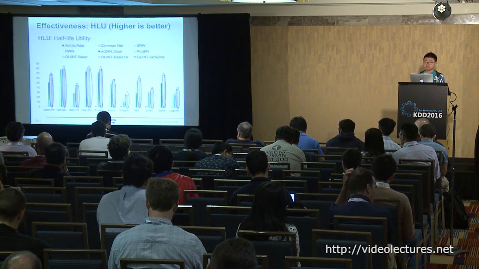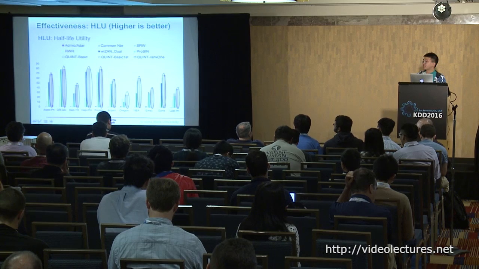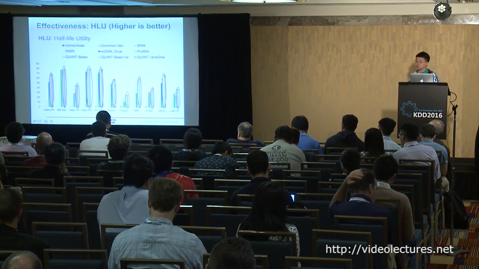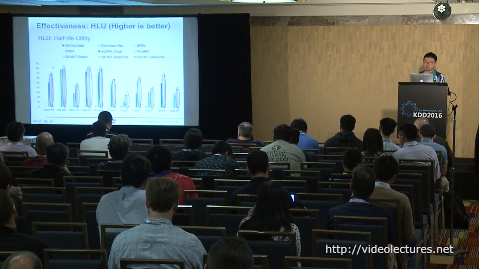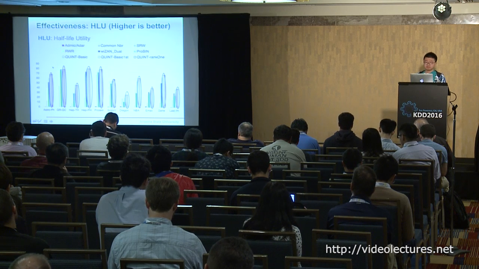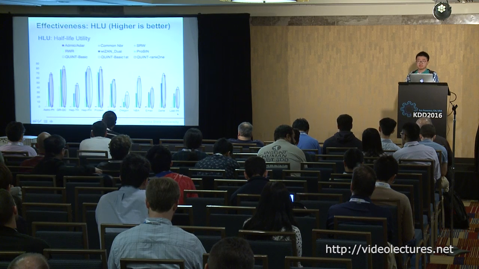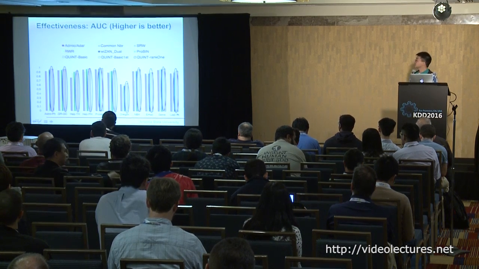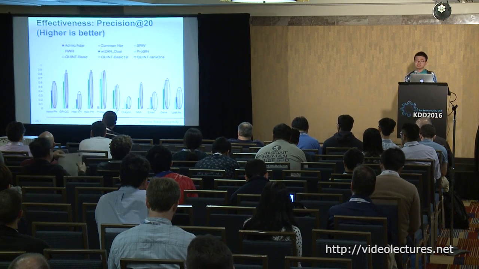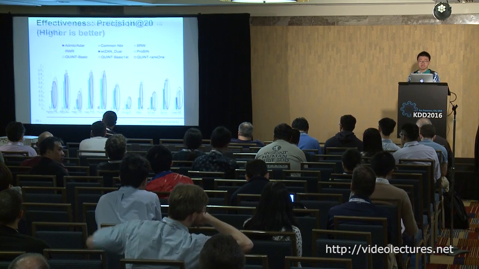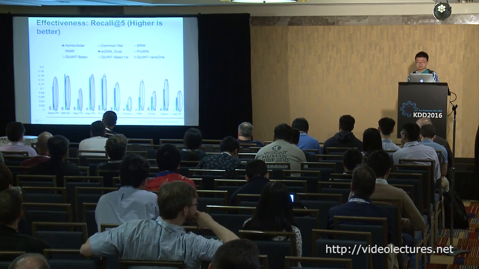The second figure shows the HalfLife Utility results. Again, higher is better. We also observe that our proposed algorithm performs better than other competitors across different networks. And we see the same observation for AUC results, precision at 20 results, and recall at 5 results.